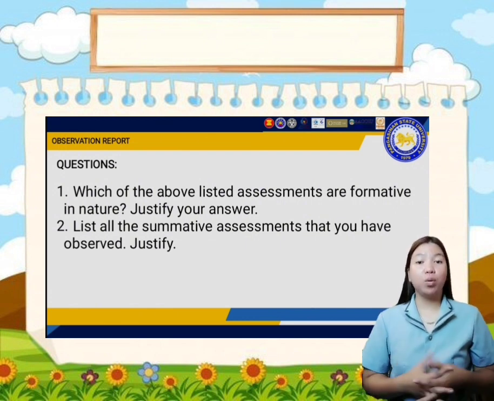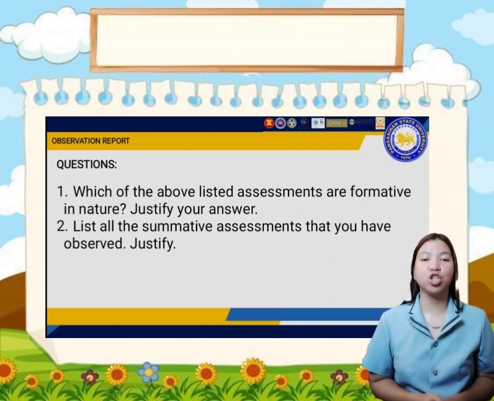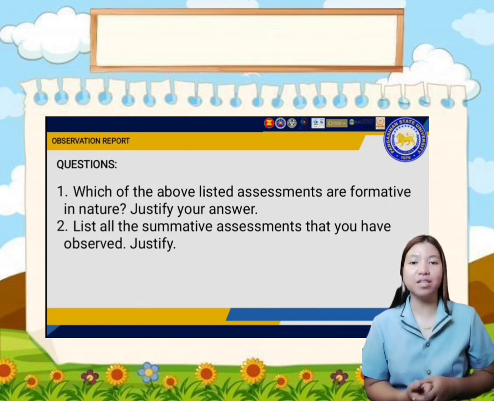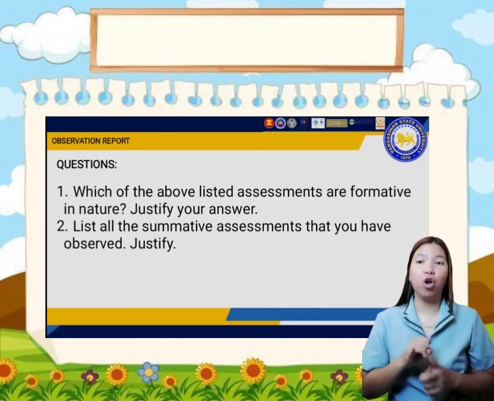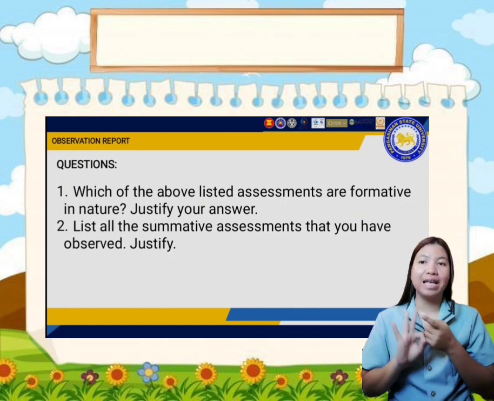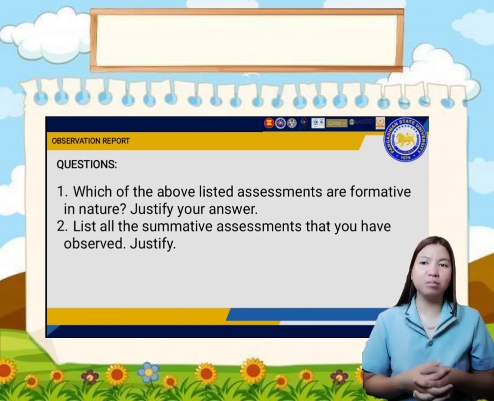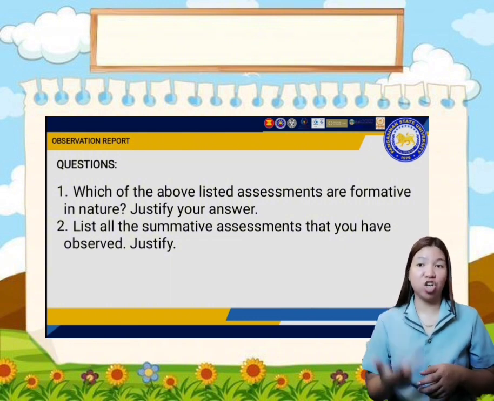For the second question, list all the summative assessments that you have observed. Justify. The summative assessments that were utilized by teachers in our observation are portfolio, oral presentation, tests, examination, and performance tasks. These assessments are administered at the end of the lesson, unit, or discussion.